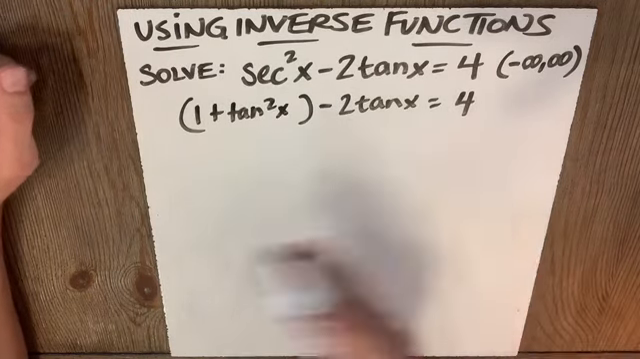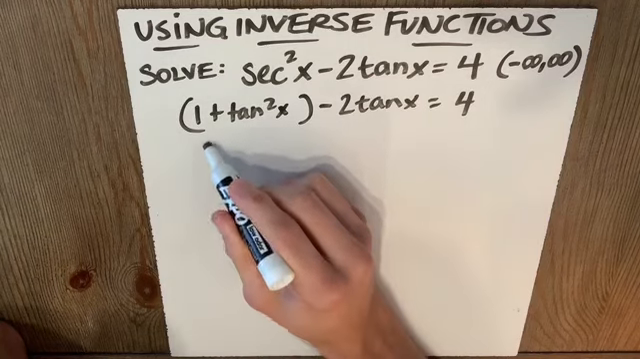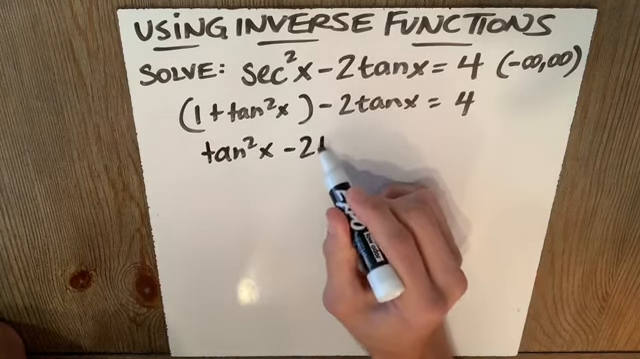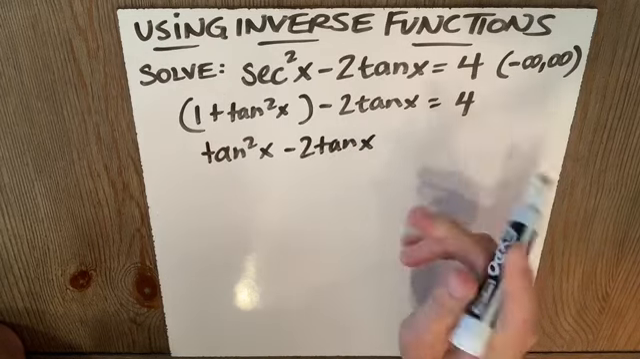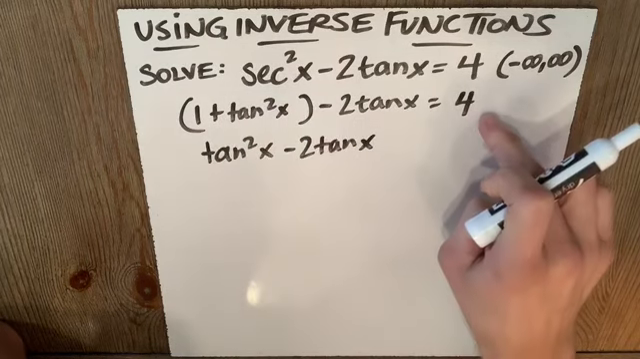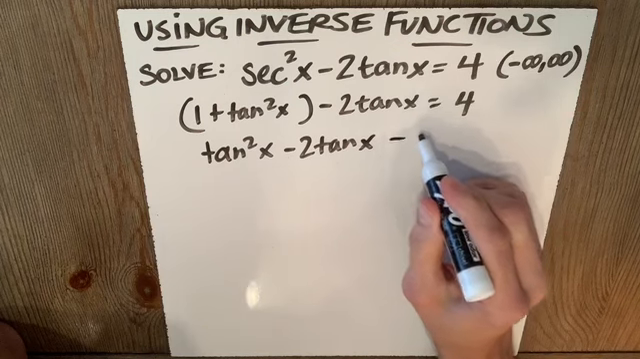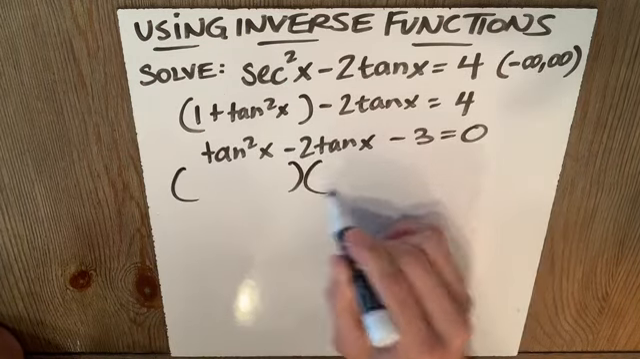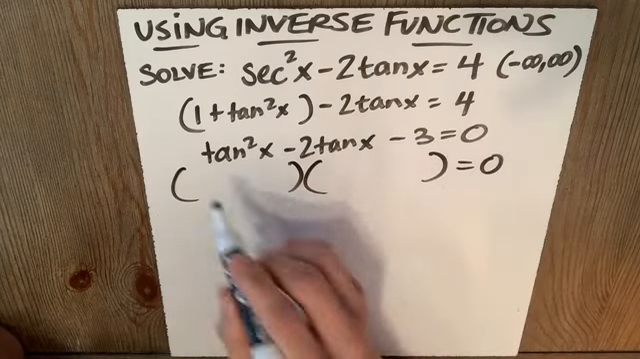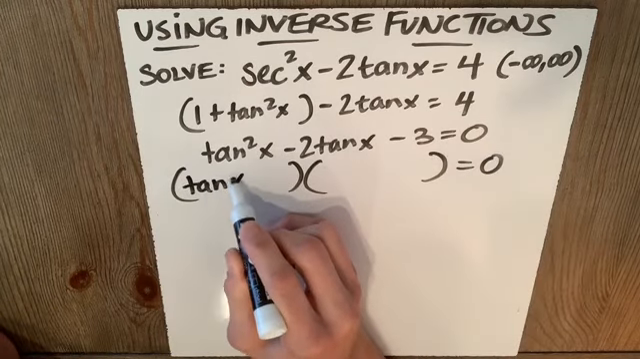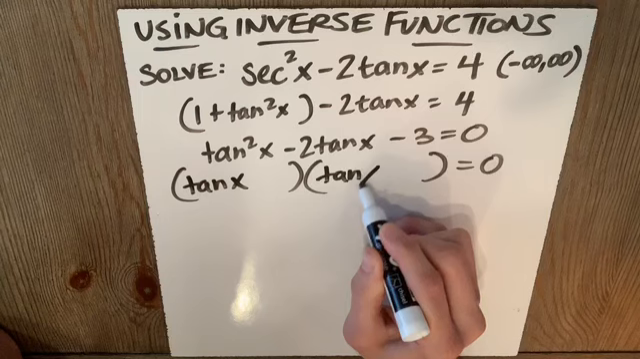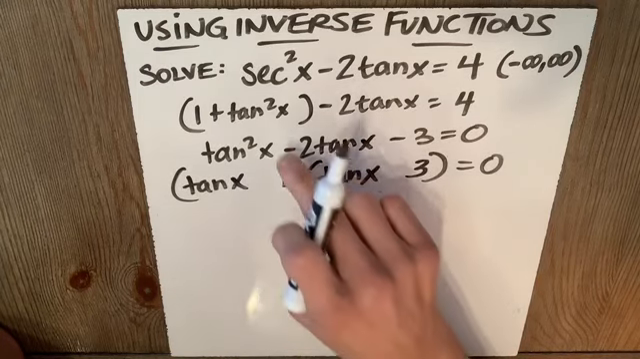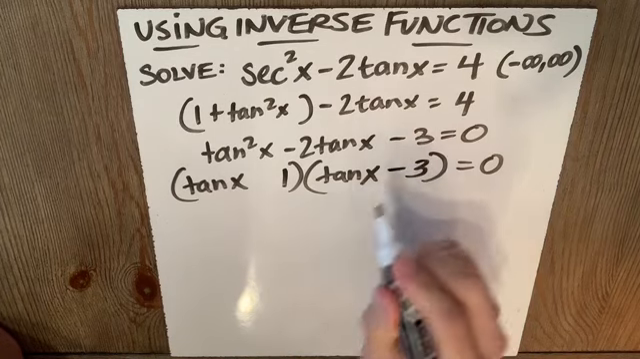And now I'm going to drag everything to one side. So this is going to give me tangent squared x minus 2 tangent x. If I have plus 1 minus 4, when I bring that over, that'll give us minus 3 equals 0. Oh, please let me be able to factor this. Tangent x and tangent x. Now, factors of 3 are 3 and 1. And I want a negative in the middle, so I'll go negative and positive.